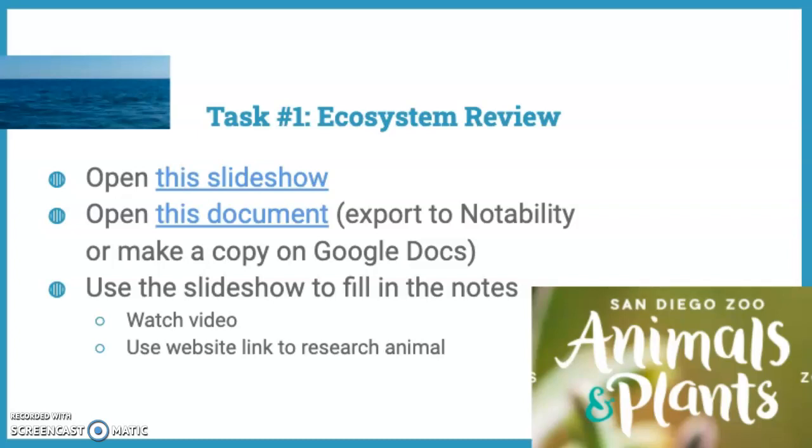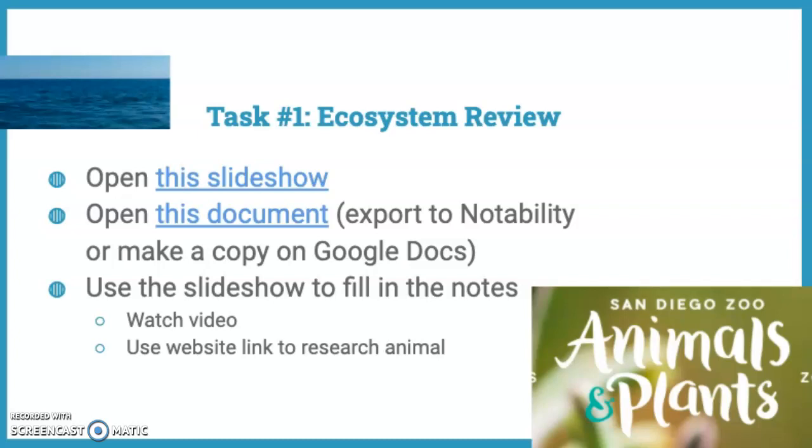we're going to be reviewing biotic and abiotic, looking at adaptations. So you'll open up the slideshow and the document that are linked on the welcome page on Neo. I created that document on Google Docs, so it won't be a PDF, it'll be a Google Doc. You can export that to Notability if you'd like, or you can make a copy in Google Docs. But you have to make a copy because you only have viewing rights, so you won't be able to work right on the document. So decide how you want to work. Do you want to export that document to Notability, or do you want to make a copy on Google Docs? Either way is fine with me, but how would you rather work?